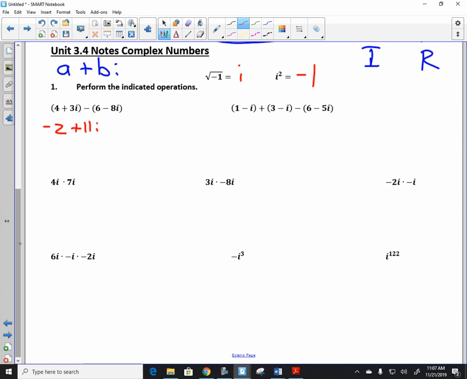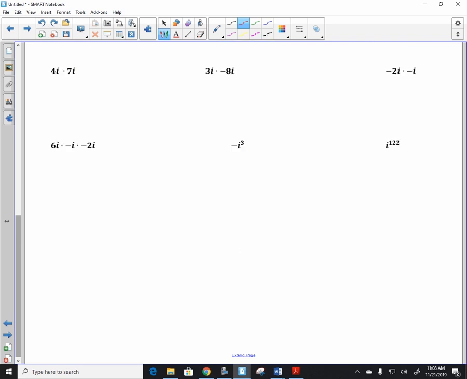The next one, I add and subtract. 1 minus i plus 3 minus i minus 6 plus 5i. So the real parts, 1 and 3, make 4, and negative 6 makes negative 2. Negative i minus i is negative 2i, so plus 5i gives positive 3i. Simple so far?